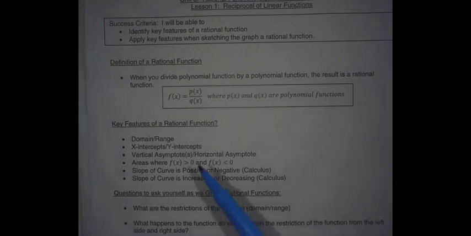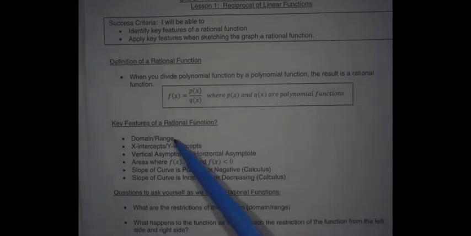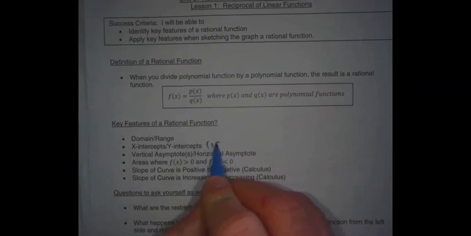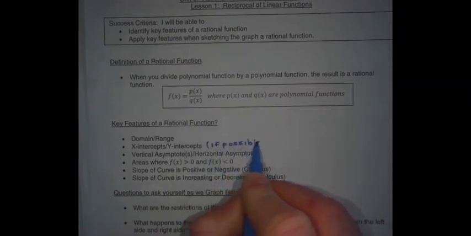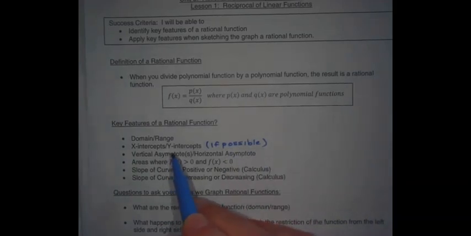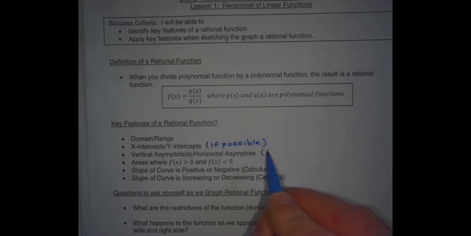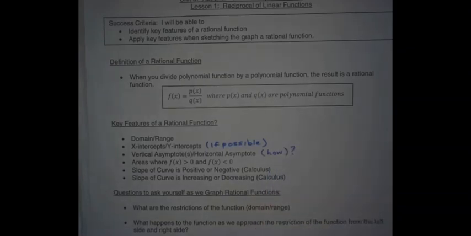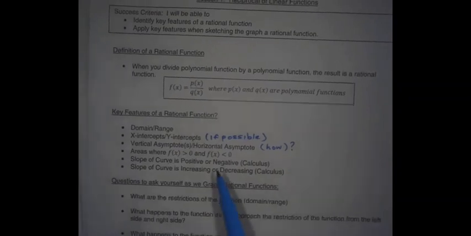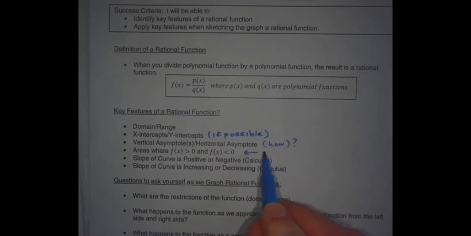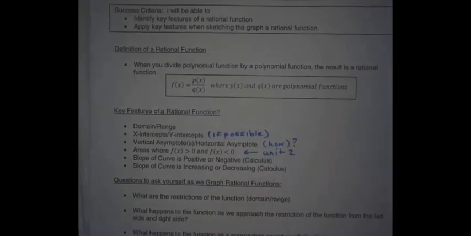Some of the key features that we should be able to determine are the domain and range, and the x-intercepts and y-intercepts, if they're there. We're going to look at some asymptotes, so there may be more than one vertical asymptote, and a horizontal asymptote. We're also going to look at where the function is greater than 0 or less than 0, using the same idea from Unit 2.